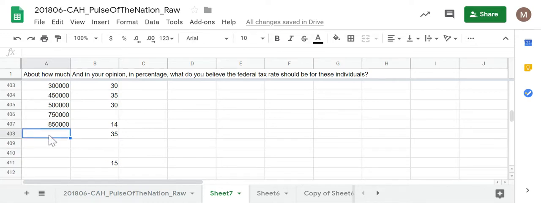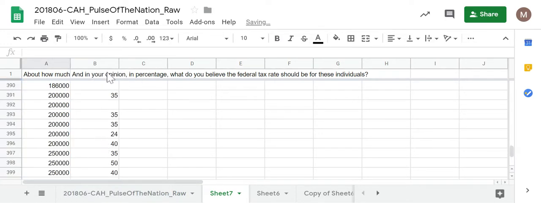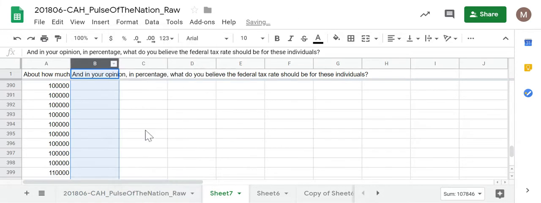But then I have all these people who didn't answer at all. Click on the first one, scroll down to the end, hold shift, click anywhere here, right click, and delete all those rows. Now I want to do the same thing for tax rate, sort sheet A to Z.